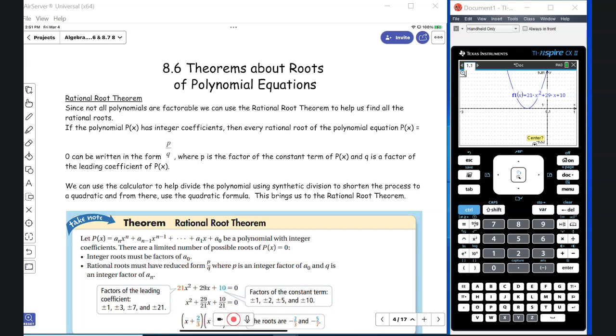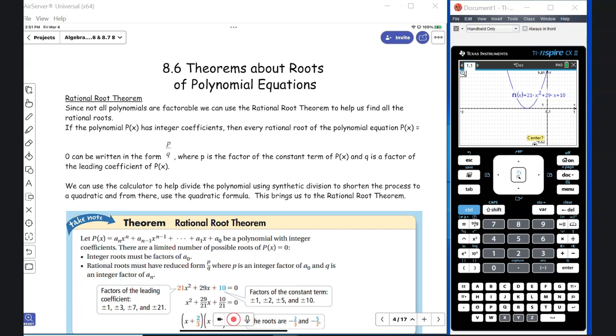Today's lesson is about theorems, about roots. I'm going to explain to you that a root, an x-intercept, and a solution are all the same. Okay, roots, solutions, x-intercepts, they're all the same.